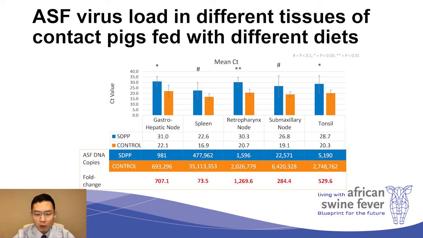The plasma group, across the board in all the lymph nodes, had a higher CT value, meaning they had lower African swine fever virus DNA copies in all those tissues. So again, this is really suggesting that by feeding a different diet, by feeding plasma, it actually significantly reduced the viral load of those contact pigs.